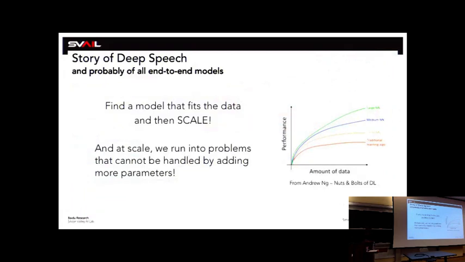Okay, the story of Deep Speech and probably of all end-to-end models is this: find a model that fits your data set, your small data set or your target data set, really well, and then scale. Scale both your model size as well as your data set size, and then you'll see curves like those on the right. As you increase your model size and increase your data set, your final metric will start improving over time. Except at scale, you run into problems that simply cannot be handled by adding more parameters or adding the specific kind of data you want. It becomes fairly prohibitively expensive.